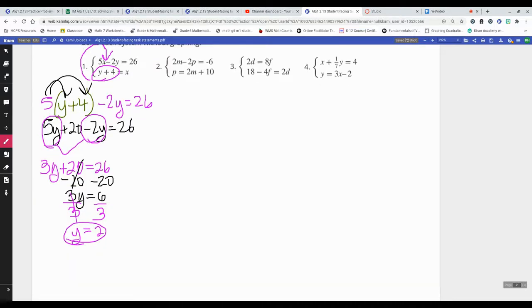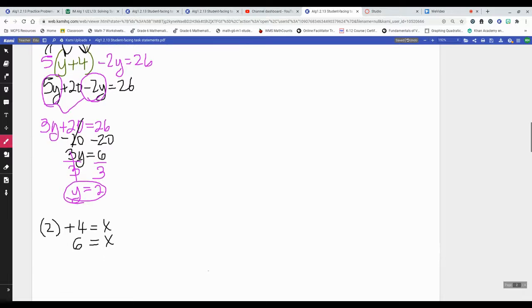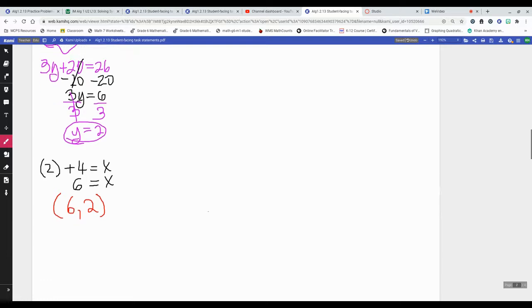All right, so y is 2. So now that you know what y is, you're going to need to substitute. And I'm going to substitute in the second one since that seems so much easier, so that I can find x. So y is 2. 2 plus 4 is x. That means x must be 6. So if these two lines were graphed, the point at which they would intersect on the coordinate plane would be 6, 2.